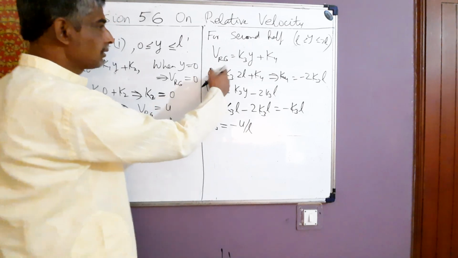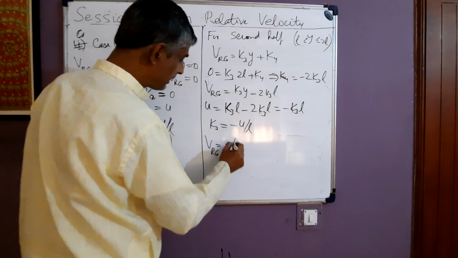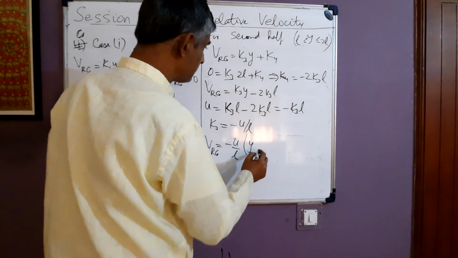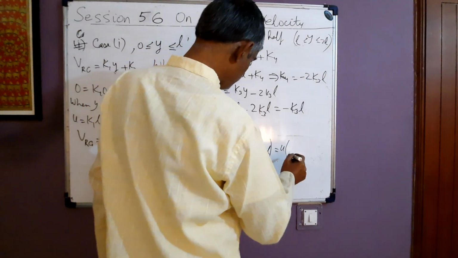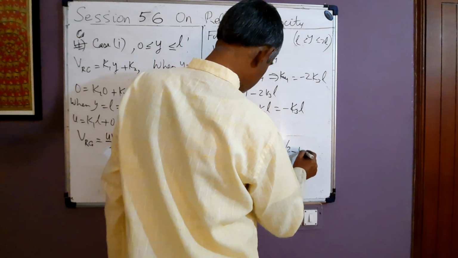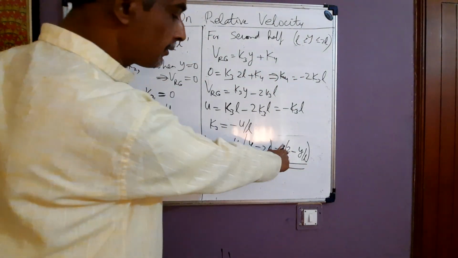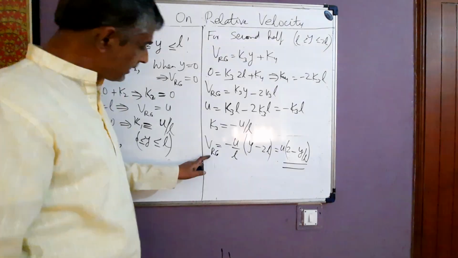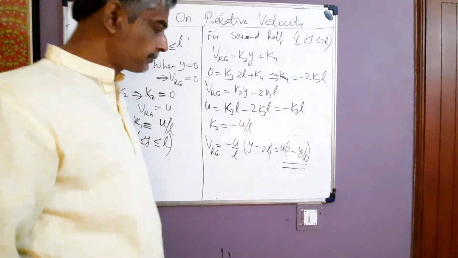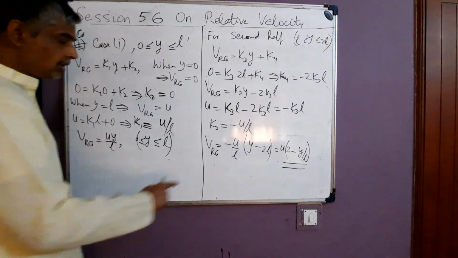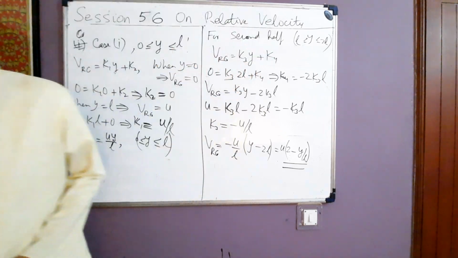So we substitute this K3 in this equation. VRG becomes minus U by L into y minus 2L. So this becomes U into 2 minus y by L. For the second half of the river, VRG is given by this. Here R means the river particle whose distance from the south bank is y. So for the first half VRG is this much, for the second half VRG is this much.